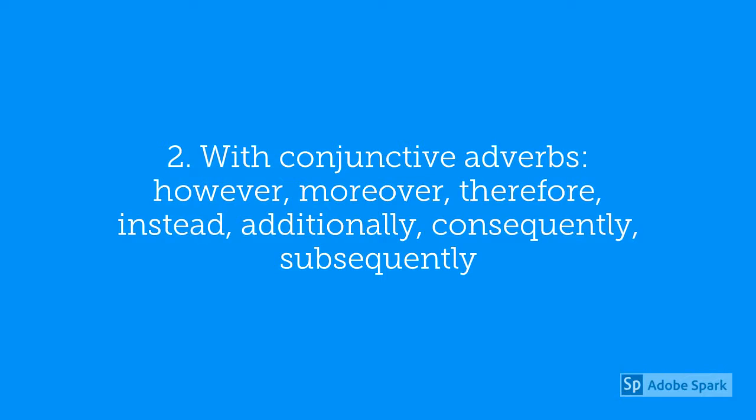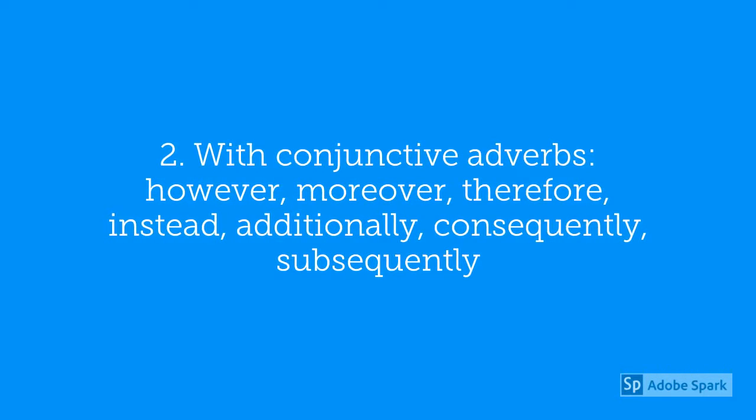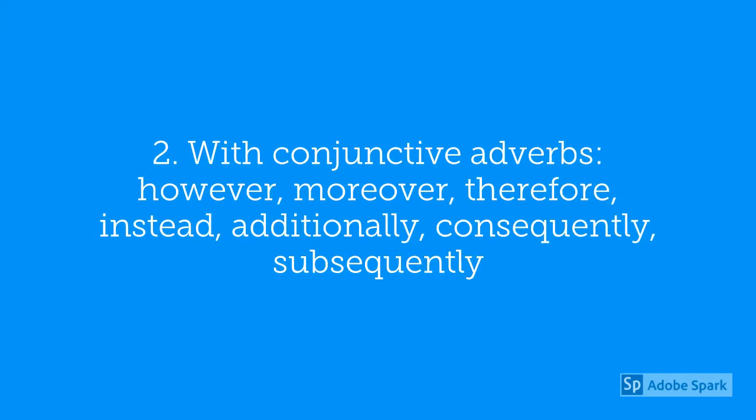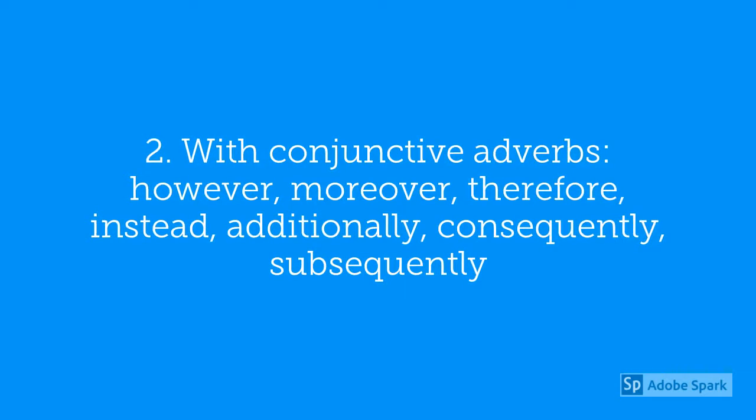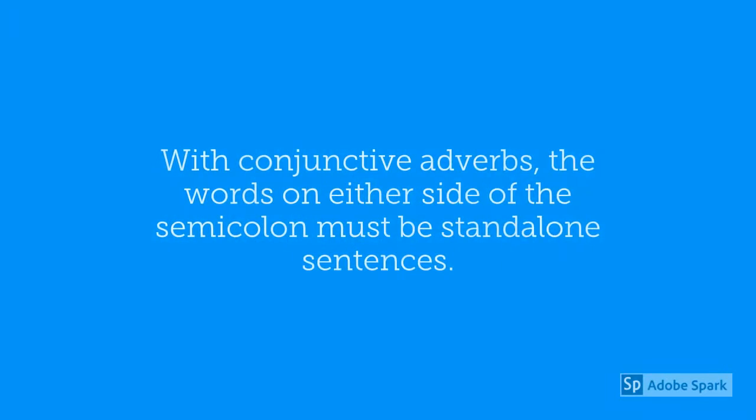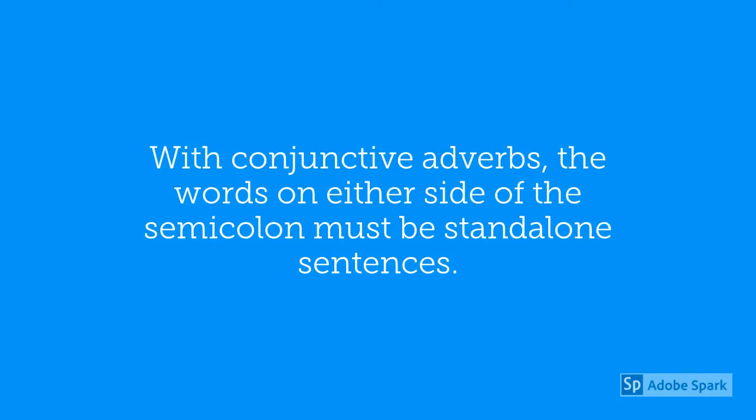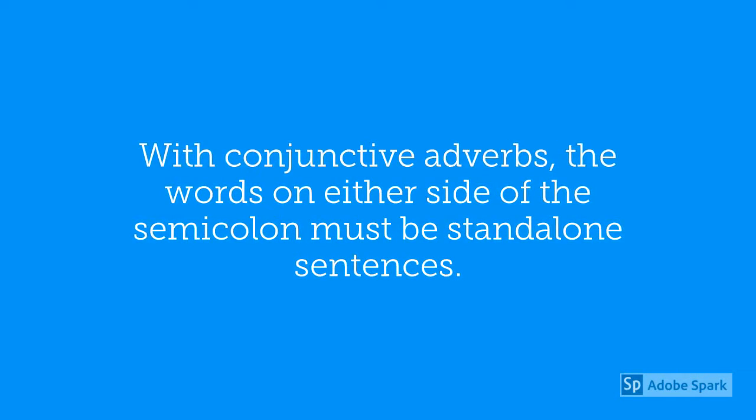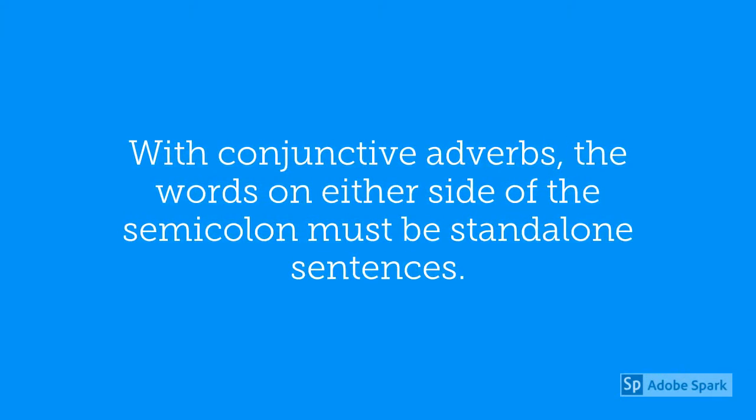Another way to use a semicolon is to place it before what is called a conjunctive adverb. Conjunctive adverbs are words such as however, moreover, therefore, instead, additionally, consequently, and subsequently. As with the previous use of the semicolon, with conjunctive adverbs, the words on each side of the semicolon must be standalone sentences.